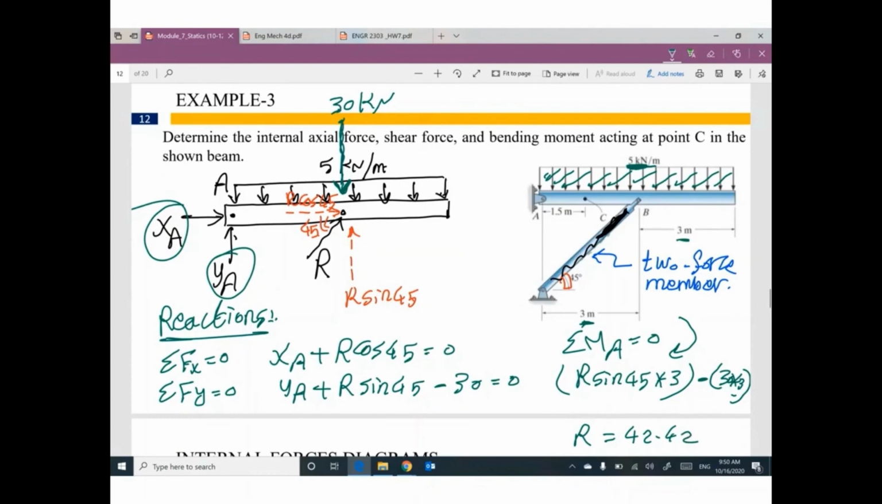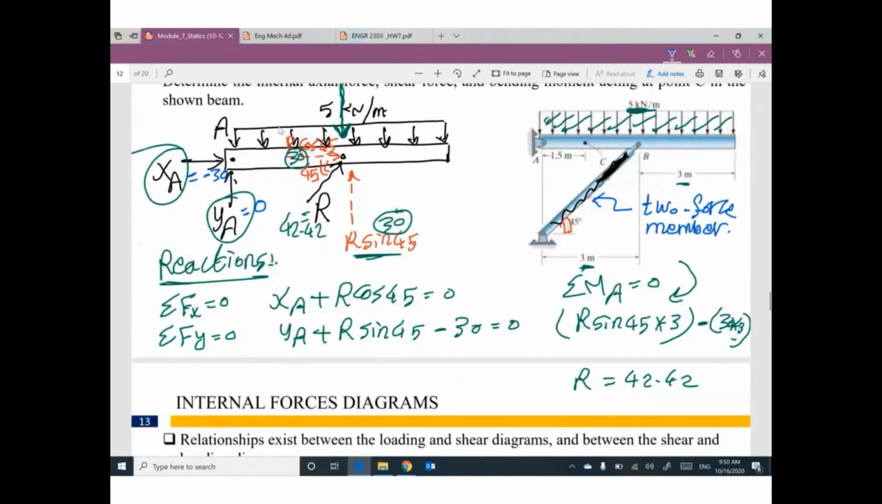So R equals 42.42. The vertical component will be 30 and the horizontal component will be 30. So this reaction will be 0 and this reaction will be negative 30. XA will be negative 30. Negative means in the opposite direction. YA will be 0.